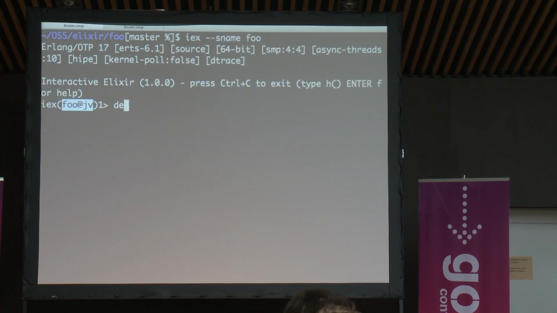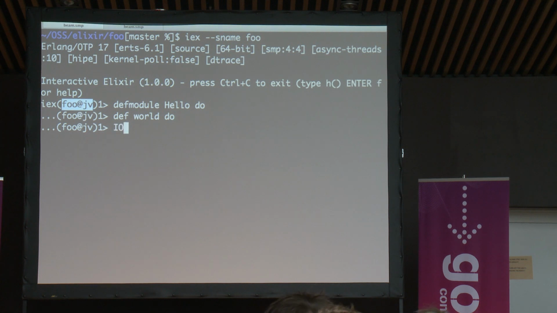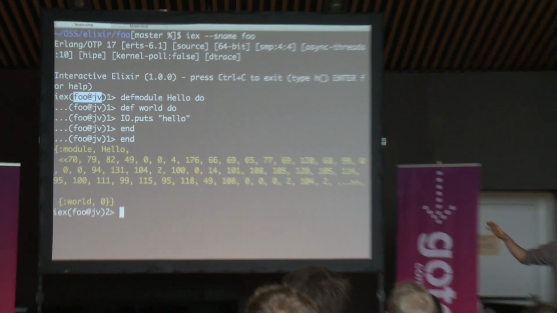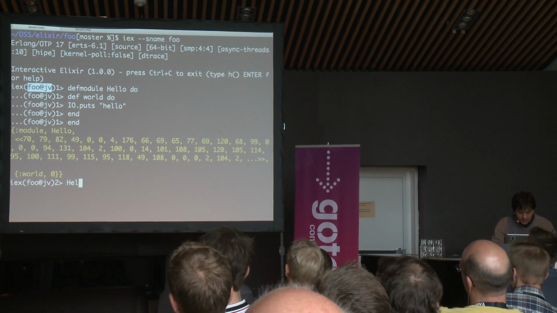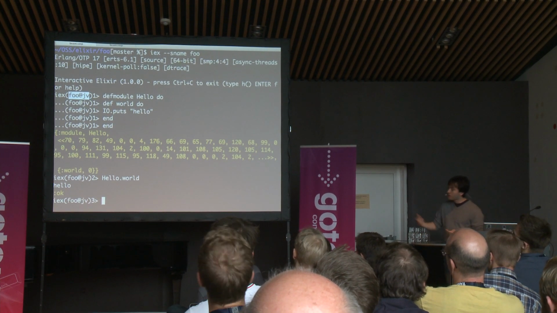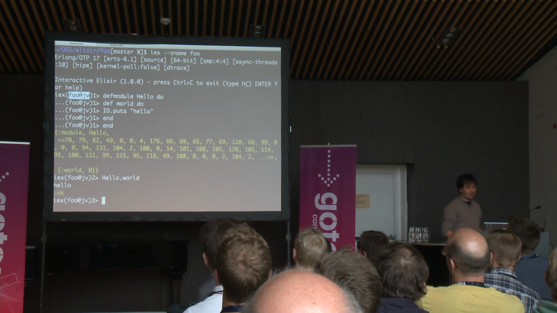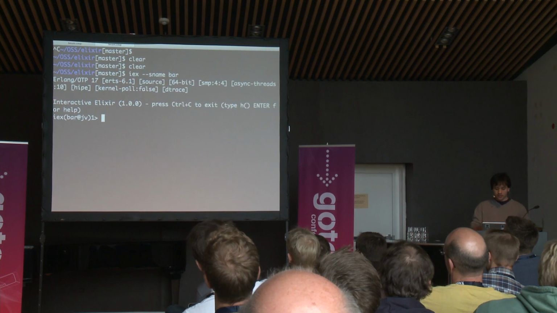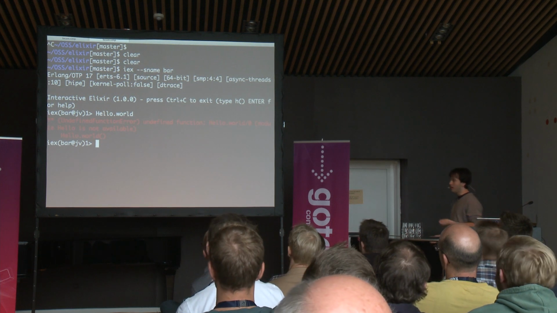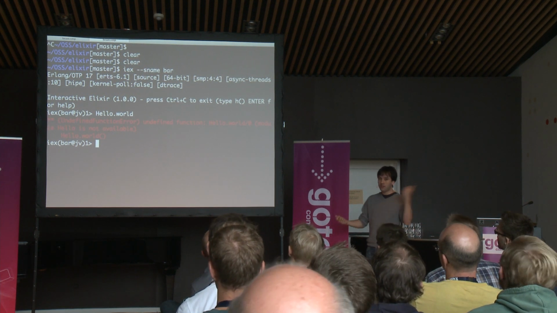So if I am in this shell here and I define a module, I know this is a little bit cliche, but Hello World that prints hello. You can see it defined the module on this shell, and then I can say Hello.world, and it's going to print hello and return OK, which is the result of calling IO.puts. So you can see that hello was printed here. But if I go to the other shell and type Hello.world, it doesn't work, right? Because this module was defined just in the other one.